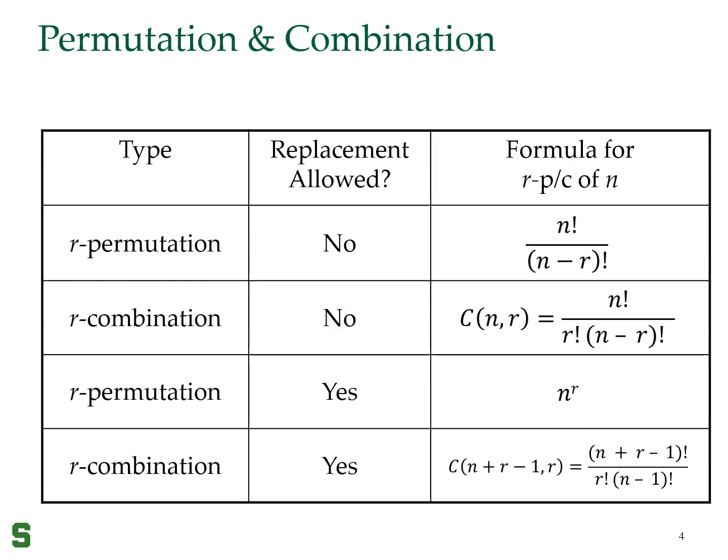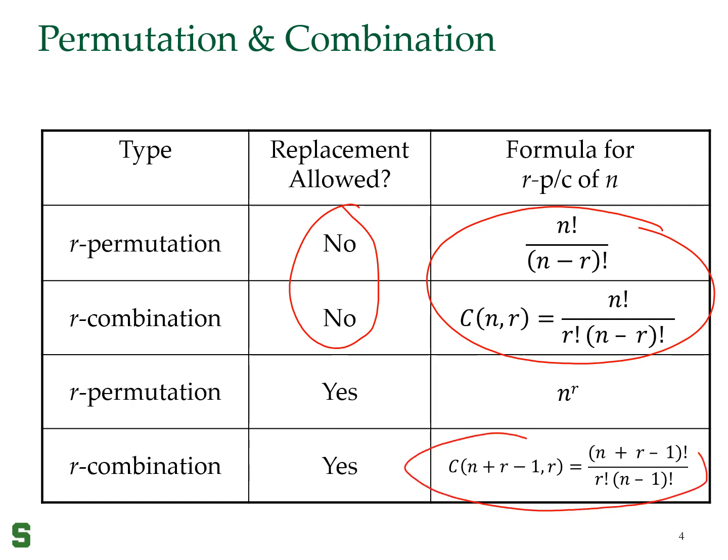This is a table that will describe the formulas for different ways of doing permutations or combinations. So if replacement is not allowed, this is something we saw in an earlier module. The number of ways that we can do this is nPr or nCr, and we had these formulae for that from the previous module.